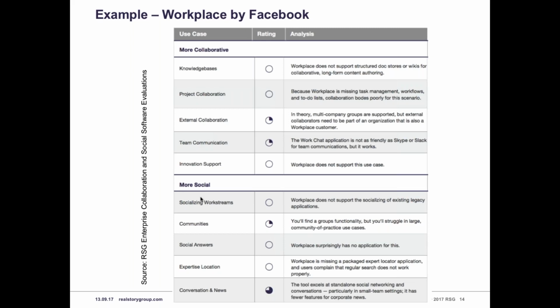What it's not particularly good at is expertise location as an answer engine, for innovation support. It's okay at team communication, not great. It has some capabilities for external collaboration, again, not great. It's awful as a knowledge base, right? So this allows you then, this application approach is what allows you to then turn around and look at not just prioritizing your own needs, but what are the right vendors that then provide the right fit.